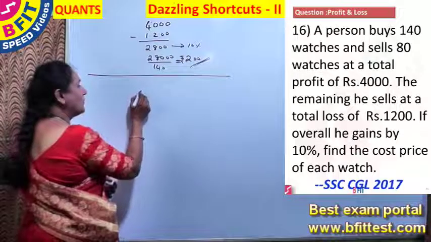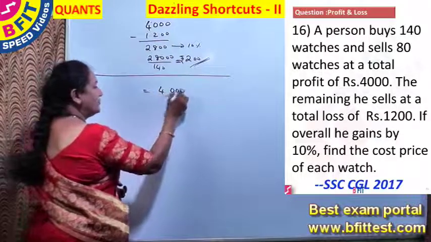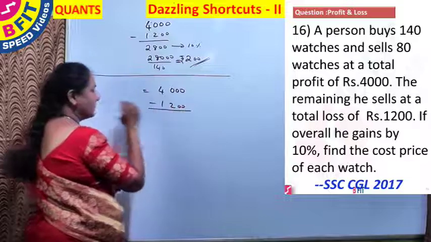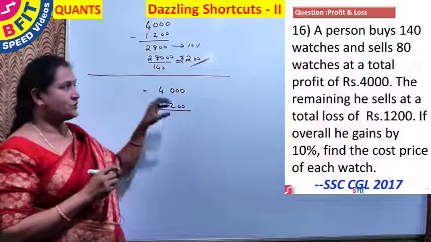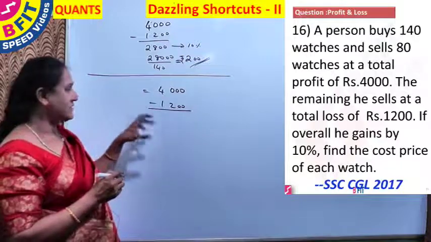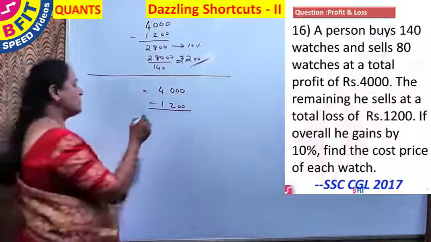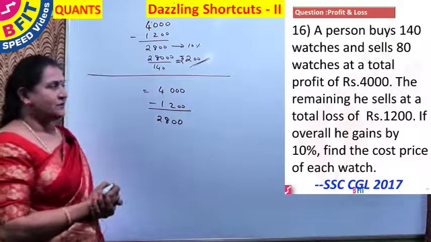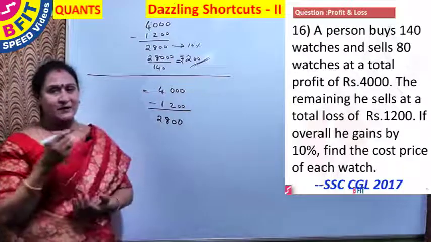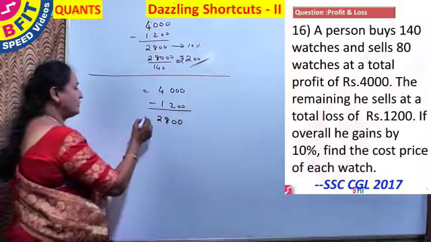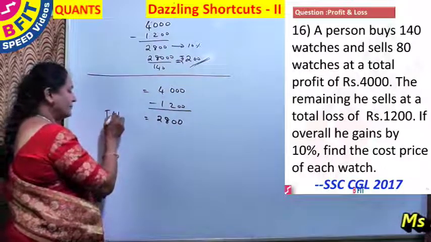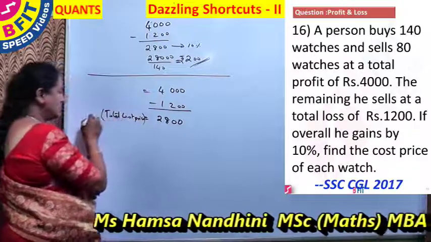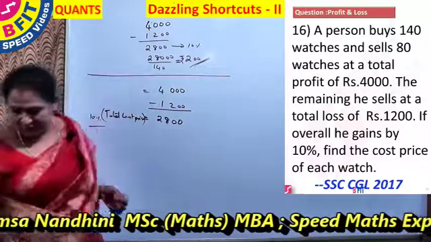So what is the overall profit? It is a profit of 4,000 for these 80 watches. For the remaining watches, loss is 1,200. So he gains 4,000 rupees by selling 80, and for the remaining 60 he loses 1,200. What is the overall profit for him? It is 2,800. They have given that overall he gains by 10%. So this profit of 2,800 is 10% of the total cost price.